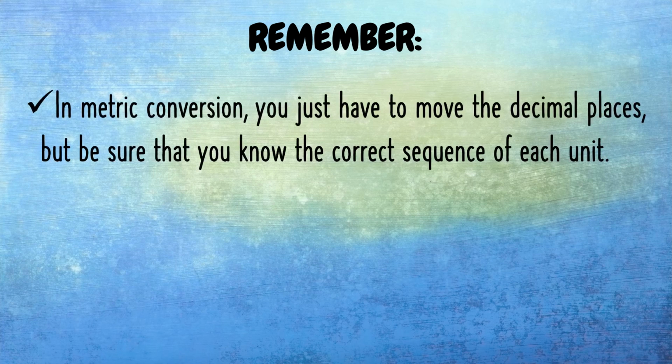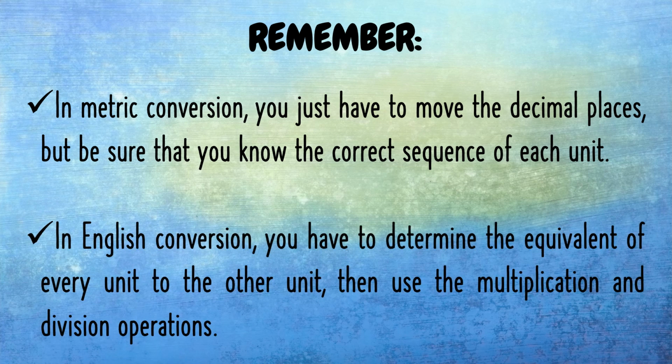So let us now summarize. In metric conversion, you just have to move the decimal places, but be sure that you know the correct sequence of each unit. In English conversion, you have to determine the equivalent of every unit to the other unit, then use the multiplication and division operations.